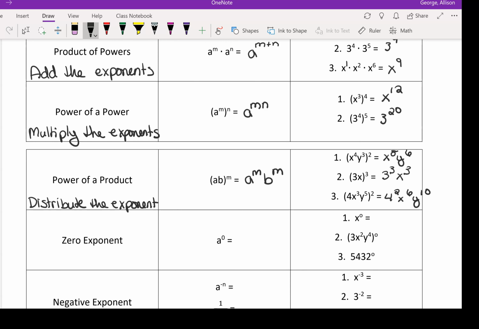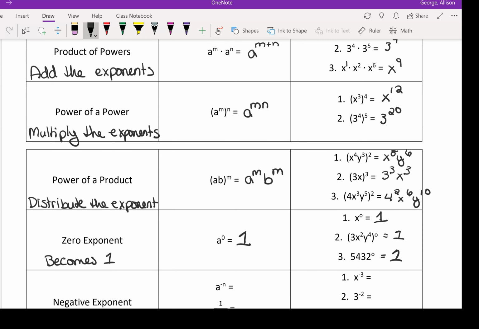The zero exponent is probably the easiest. Anything with a 0 exponent equals 1. So a to the 0 power is 1. Over here, x to the 0 power is 1. 3x squared y to the 4th, to the 0, is 1. 5,432 to the 0 power is 1. Pretty straightforward.